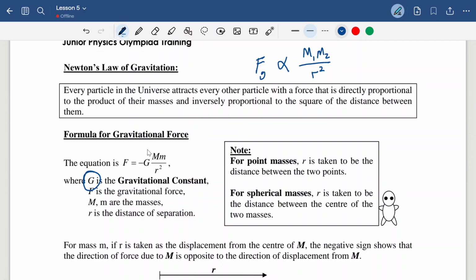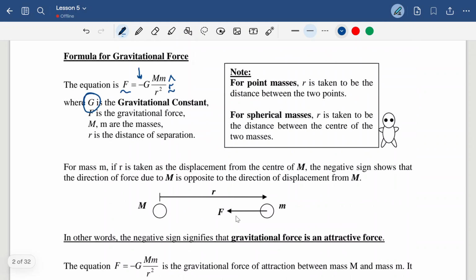Now, there is a negative sign here which I was thinking whether to put in or not, but I just left it in. We do not need to use it in your calculations. It just signifies that gravitational forces are always attractive, because forces are vectors. You all have learnt vectors in math already. It's like I put a unit vector r here. The force and the displacement are actually opposite in direction, which tells you that it is an attractive force.